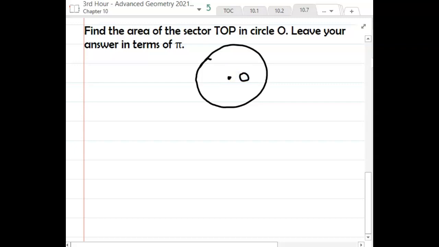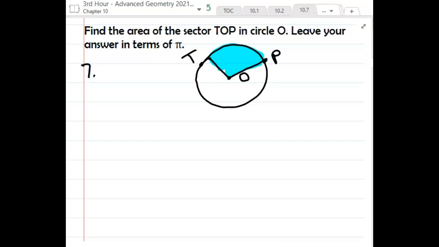I don't know exactly what it looks like, but it does tell me I have a sector TOP. So I've got the O, but if I have a sector TOP, where would the T and the P be? On the outside. And I don't know exactly where T is. I don't know exactly where P is. It may change depending on the information that I have. But I have points T and P on the outside, and I'm going to have the sector that looks like that. What I'm looking for is the area of sector TOP. So, depending on what information I'm given, that may not be a super accurate picture, but at least gives me something to go off of.